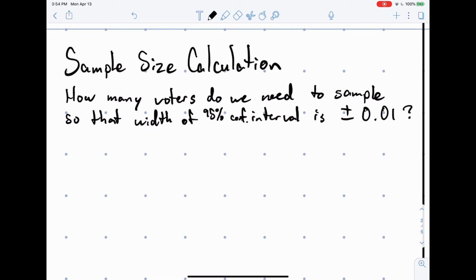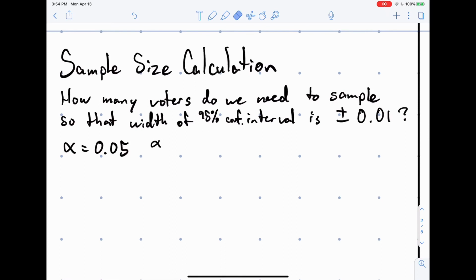The answer lies in this: because it's 95%, we have alpha equals 0.05, so z alpha over 2 is approximately 1.96 from the normal distribution. So then we have this formula. We want negative 1.96, we want 1.96 times the square root of p tilde times 1 minus p tilde.